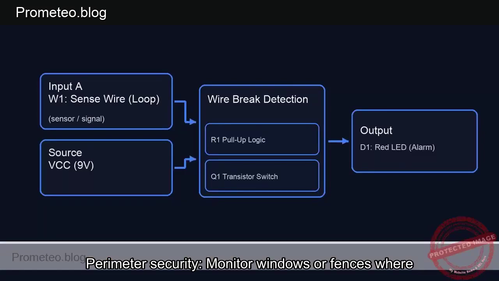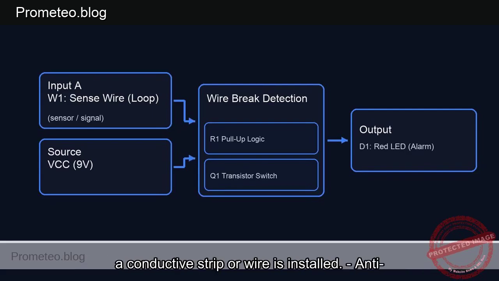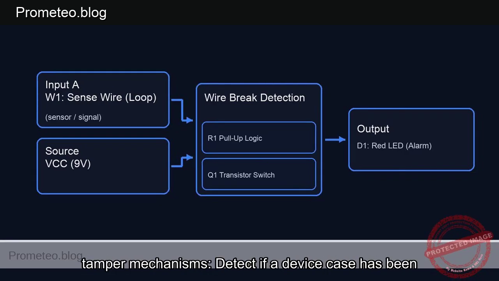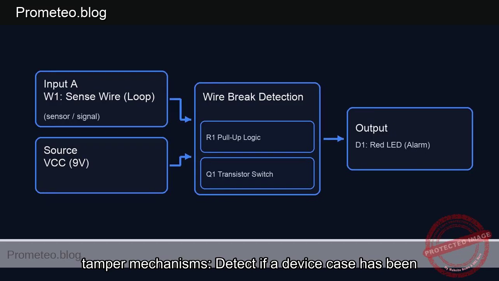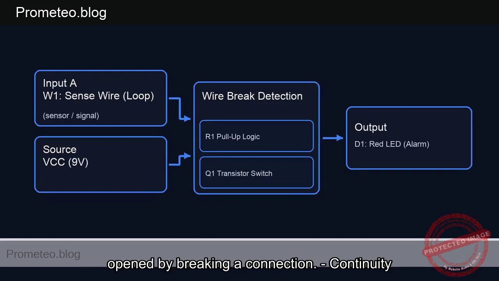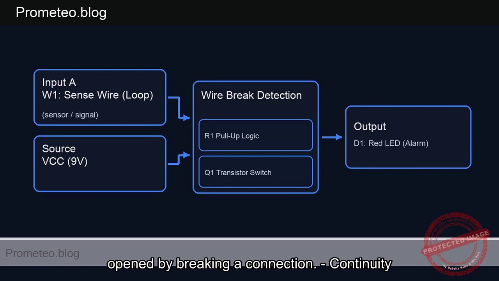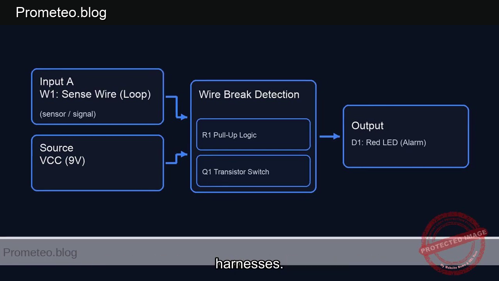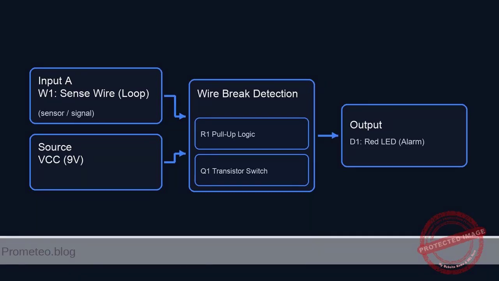Perimeter security. Monitor windows or fences where a conductive strip or wire is installed. Anti-tamper mechanisms. Detect if a device case has been opened by breaking a connection. Continuity testing. Verify cable integrity in manufacturing harnesses.